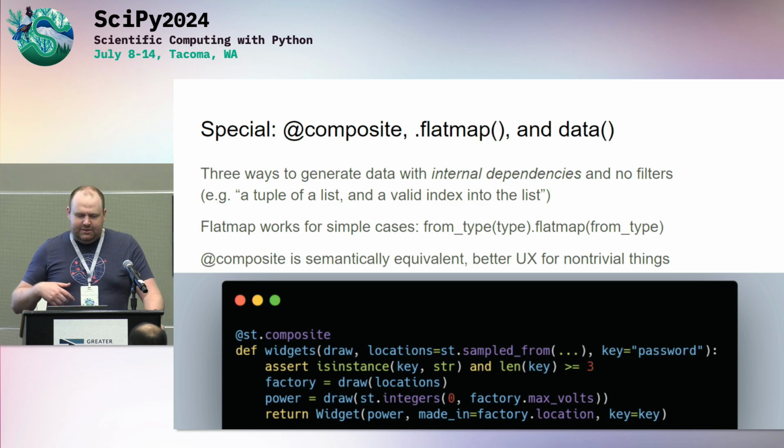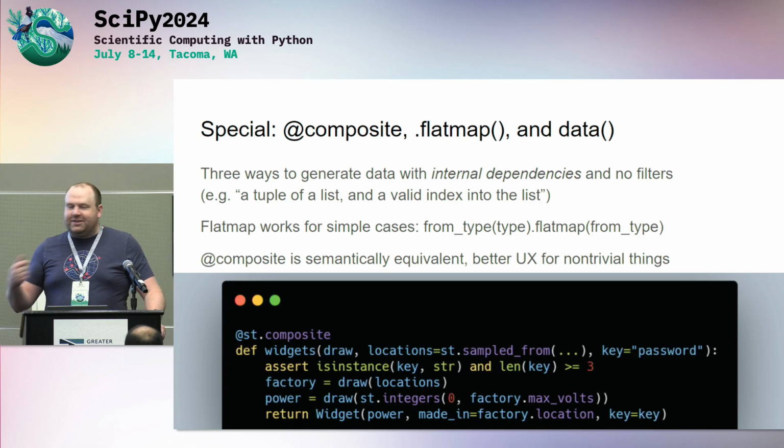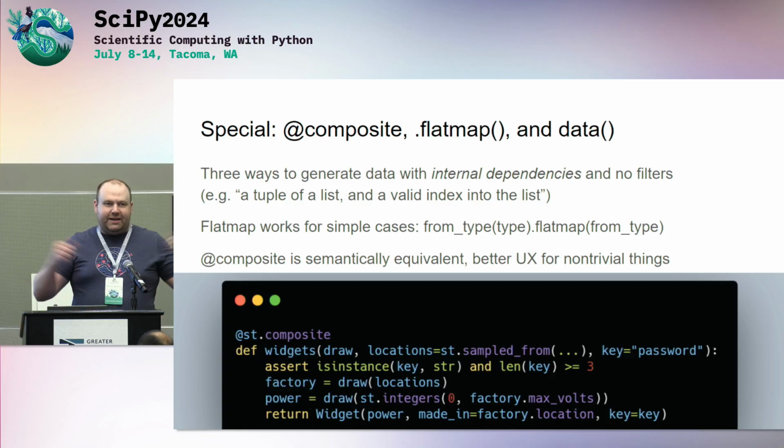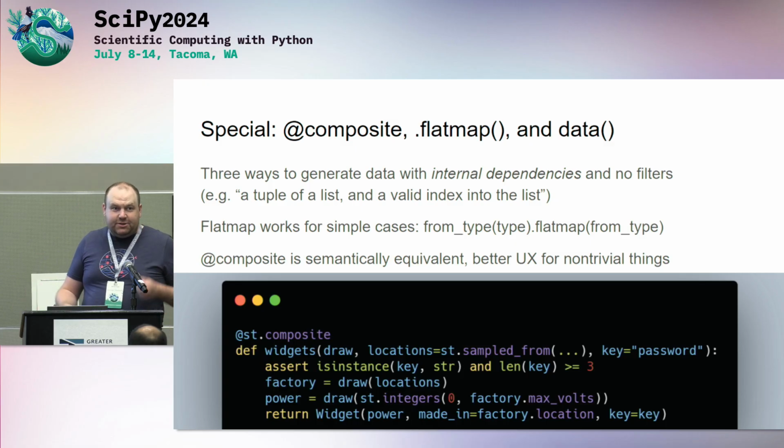So this decorator wraps a function that you defined, and it injects a first argument to that function. By convention, we call it draw. And what draw does is it's a function that takes a strategy and gives you a value from that strategy. And you can then define other strategies based on that. So for example, you could pick the array size, then generate an array, then based on the array size that you generated, pick an index into the array.